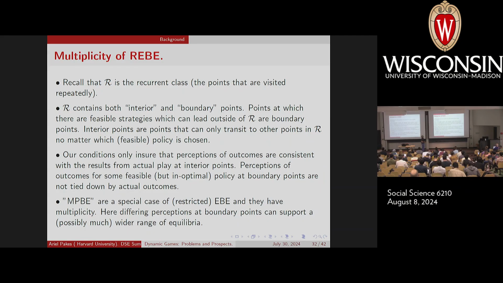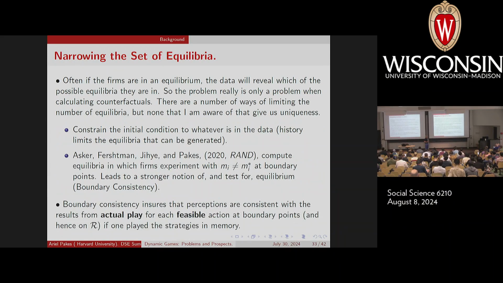So I told you this already. R contains interior and boundary points, and the boundary points can generate more multiplicity than usual. Markov perfect Bayesian equilibrium are a special case of this, and almost every equilibrium concept that's been used is a special case of this, which doesn't say good things about it because it's not doing much. So to narrow the set of equilibria, for the policy that you are at today, you should be able to find out from the data what the policies are as a function of states.